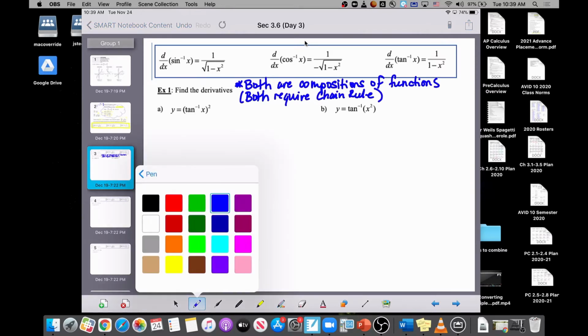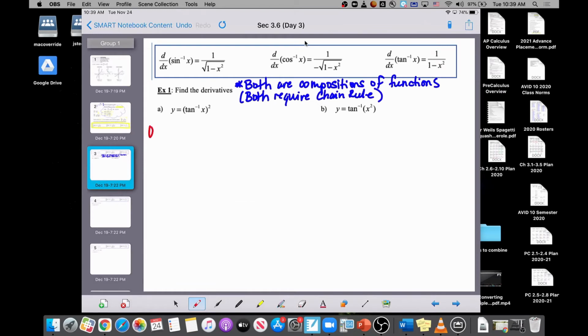So for letter A, I would say that my outer function is that something is being squared, right? So my outer function is y equals u squared. And then my inner function here is going to be what's inside the parentheses that is being squared. So my u, my inner function, is going to be the inverse tangent of x.